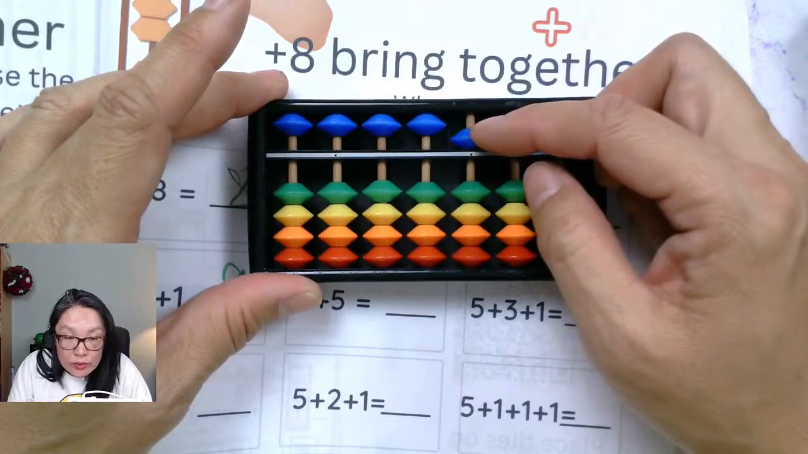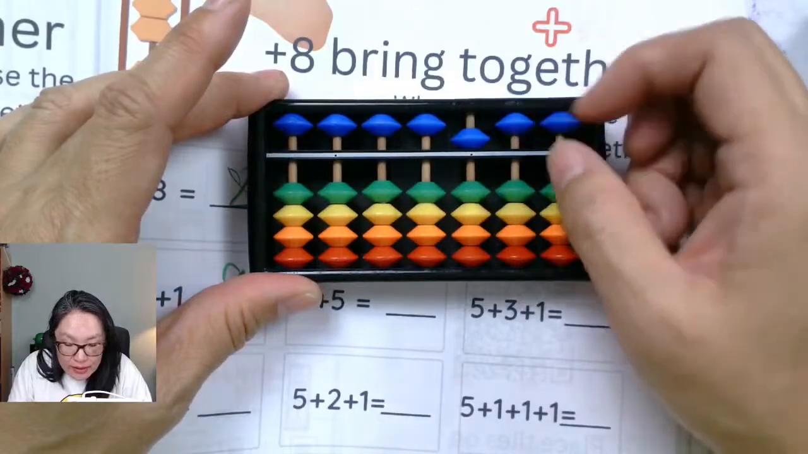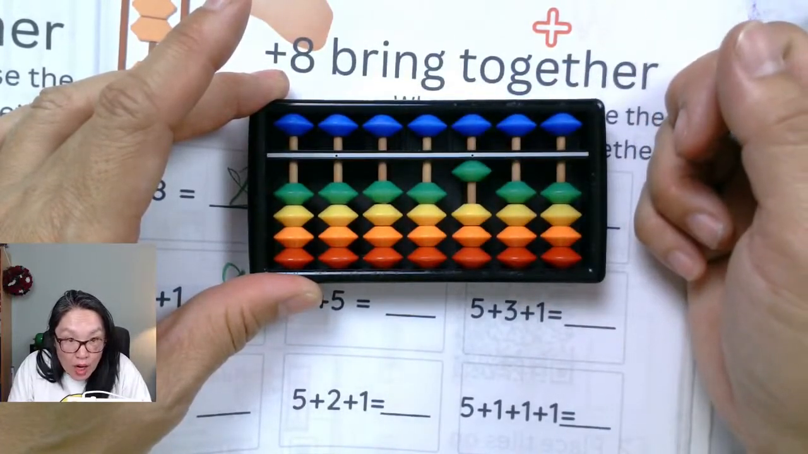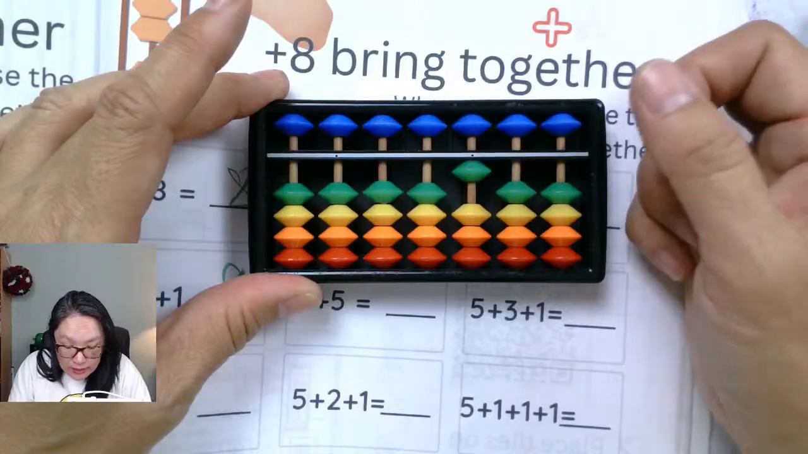So what we're doing is we're reading the abacus. When we read the abacus, the top bead will always be 5. The bottom beads will always be 1.